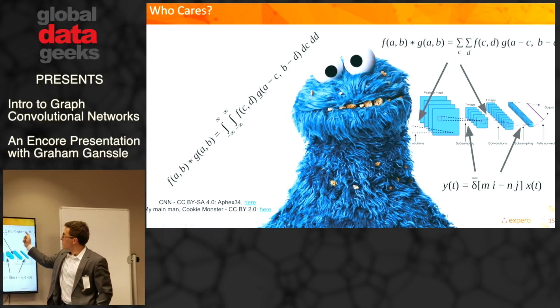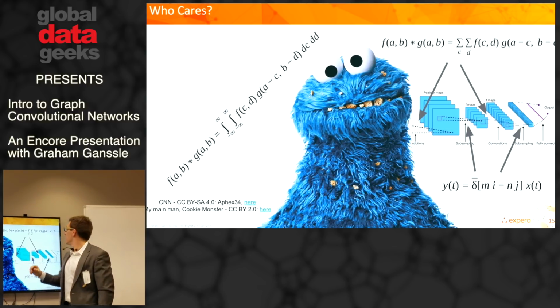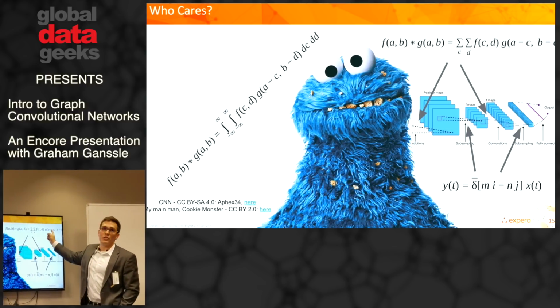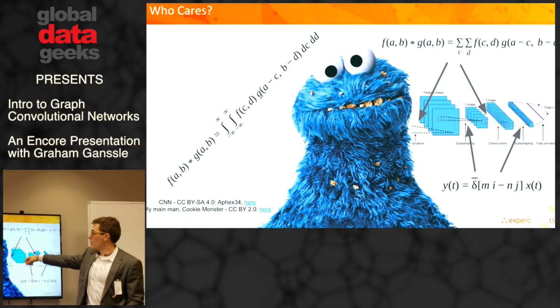This is the equation that I had on the last slide with the boxes moving across the data. Tick, tick, tick, tick, tick. This is the discrete version of that equation. That's what you actually use on images, on real discrete data.